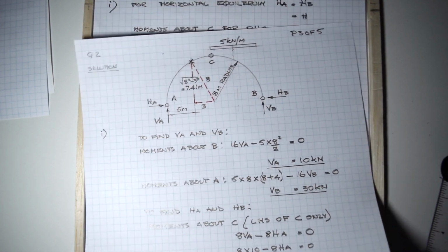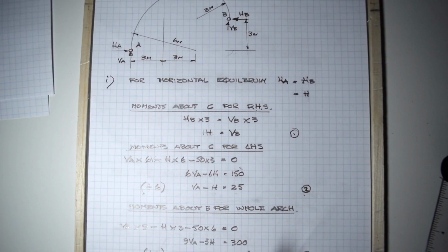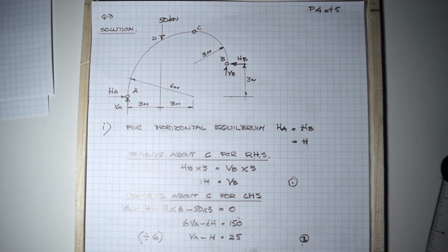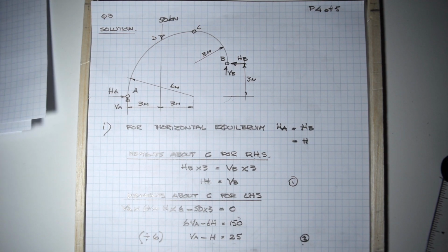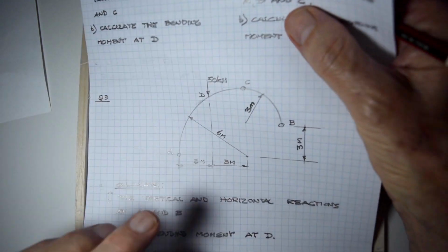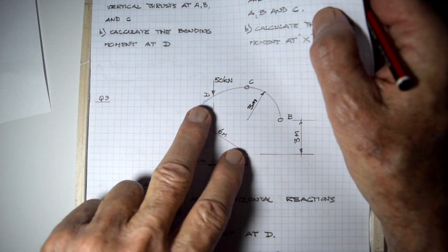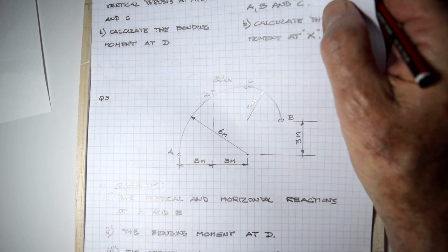We can now move on to the final problem in the tutorial, which is the arch that I showed you at the beginning of the tutorial. This arch over here, 50 kilonewtons loading, 3 meter radius and 6 meter radius.